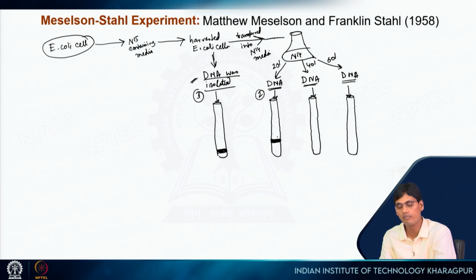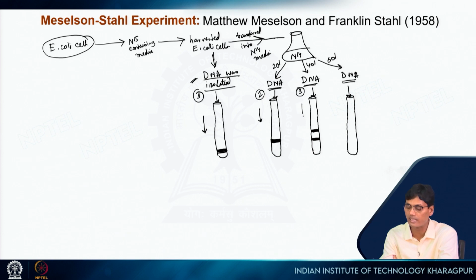And then, interestingly, in the third tube, the DNA was taken after 40 minutes. So now this DNA is present somewhere here and here. See, in tube number 1, like 100% DNA, they are heavy. That's why they migrated maximum. So this is the centrifugal force in this direction, right? So as a result of that, they migrated maximum.